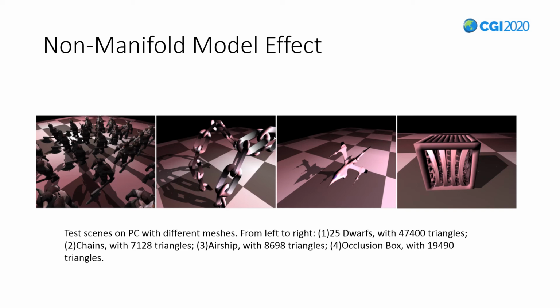The scenes on PC with different meshes, from left to right. The first is 25 dwarfs with 47,400 triangles. The second, chains with 7,128 triangles. Third, an airship with 8,698 triangles. The last one, a chlorine box with 19,490.